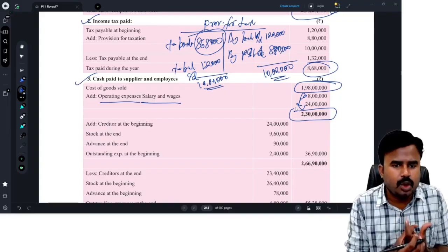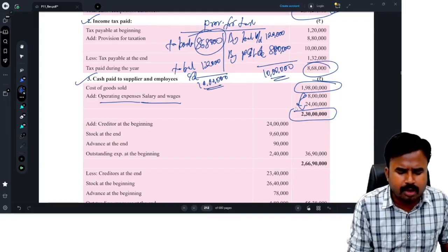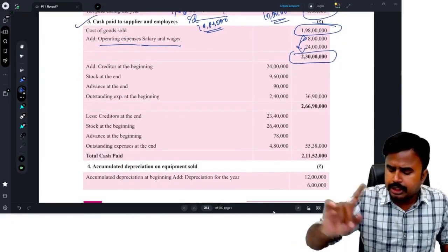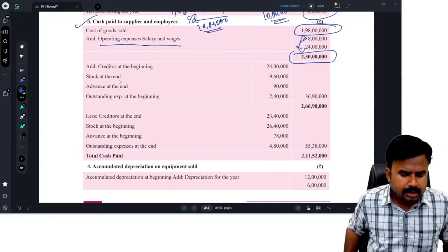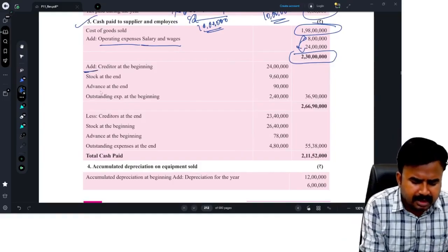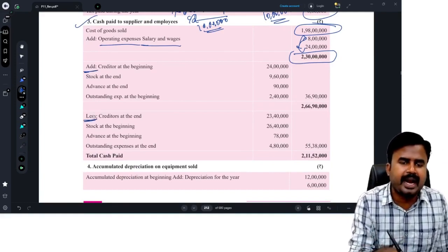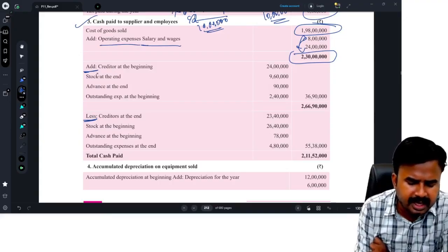The raw material stock that is purchased, cash purchases, credit purchases, everything will be included in your cost of goods sold. So you should refer to your balance sheet items. See, there are some additions here and subtractions also. I'll explain every addition and subtraction, why we are adding and why we are deducting. The first transaction that I'm adding here is creditors at the beginning.